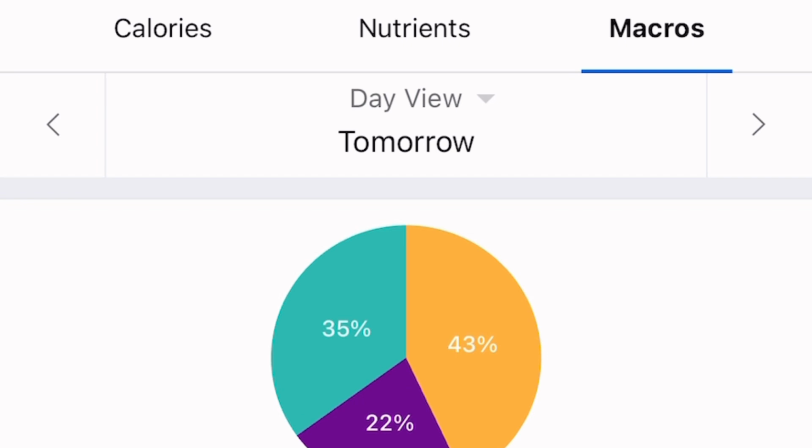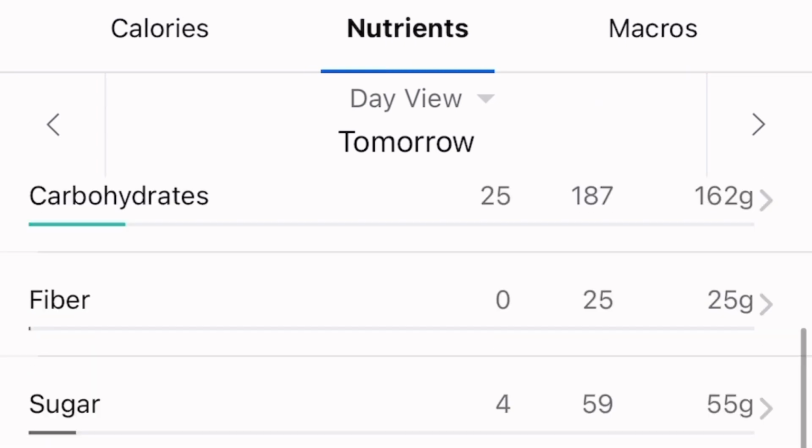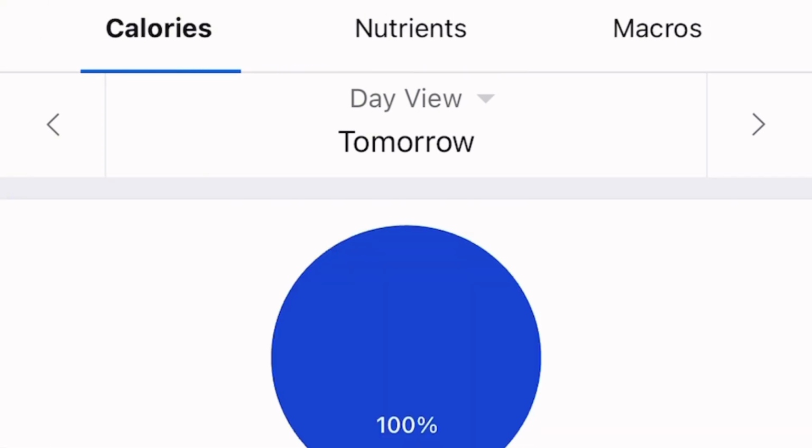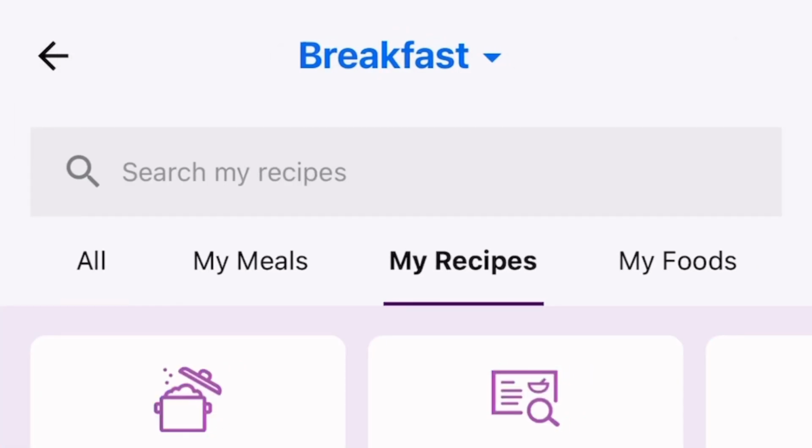You can look at the macros and the nutrients just for this meal. And those are different options there. You can scroll down, look at the fiber, and then that's the calories for breakfast.